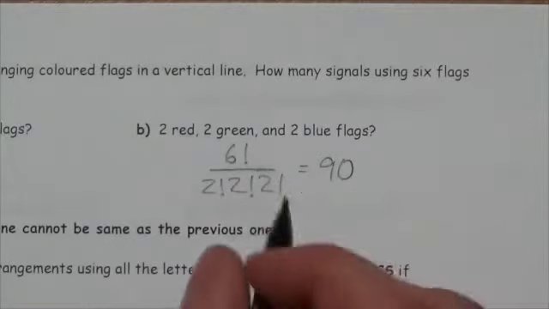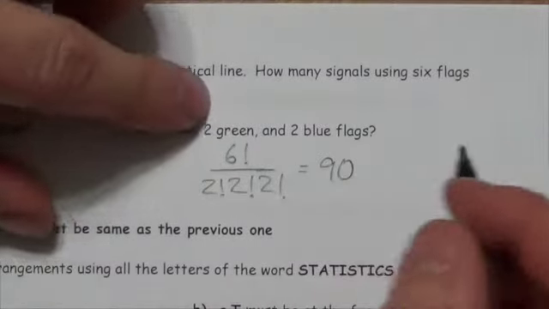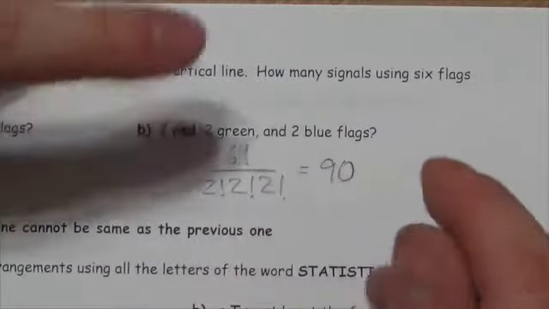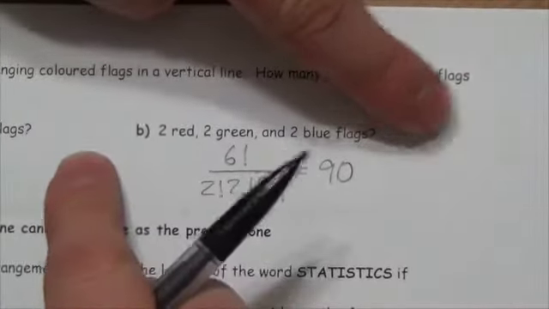Actually, this is a really good way to think about this with repetition, because let's say you had these flags here, you started with a red, and you ended with a red. If you swap those 2 flags, you'd still be starting with a red and ending with a red.